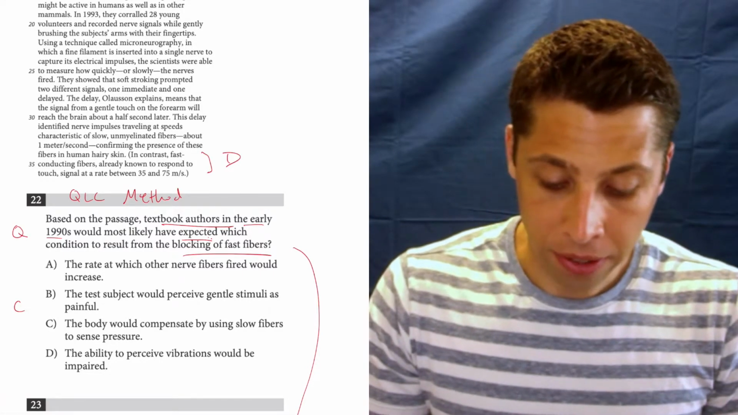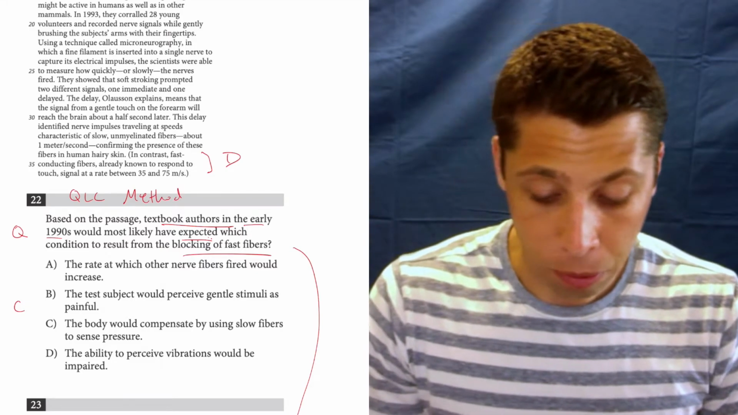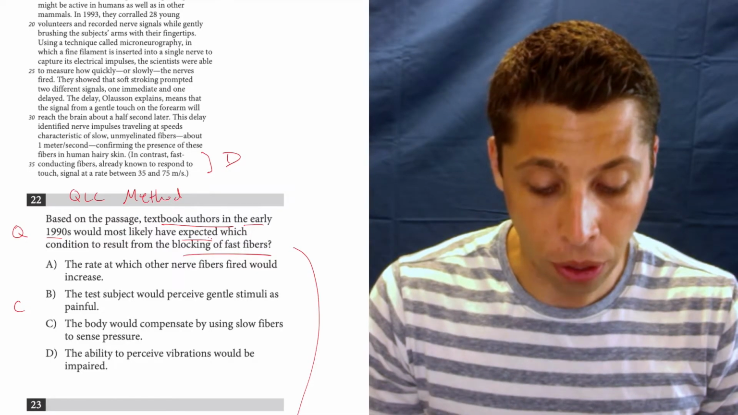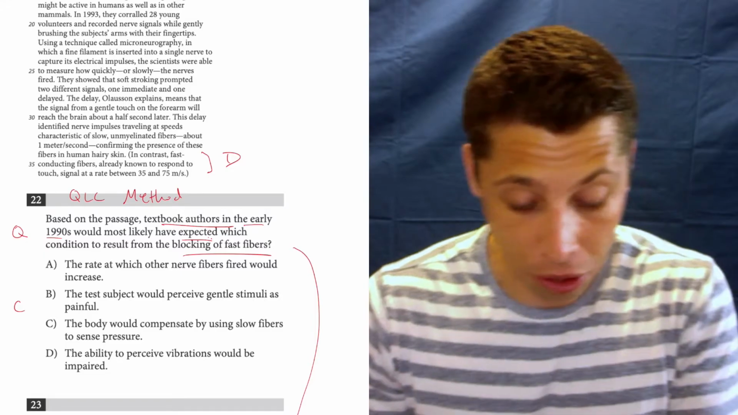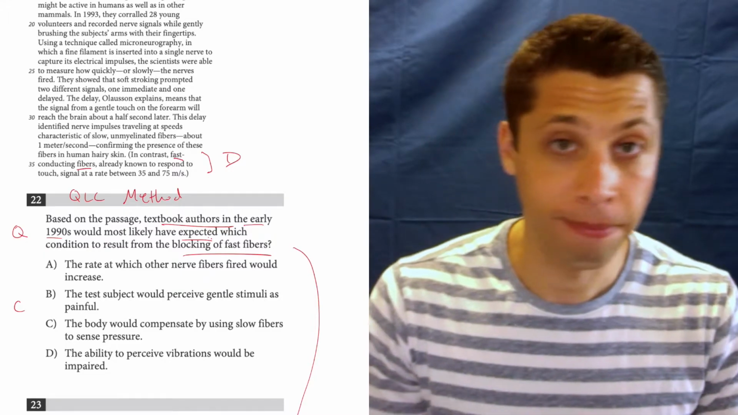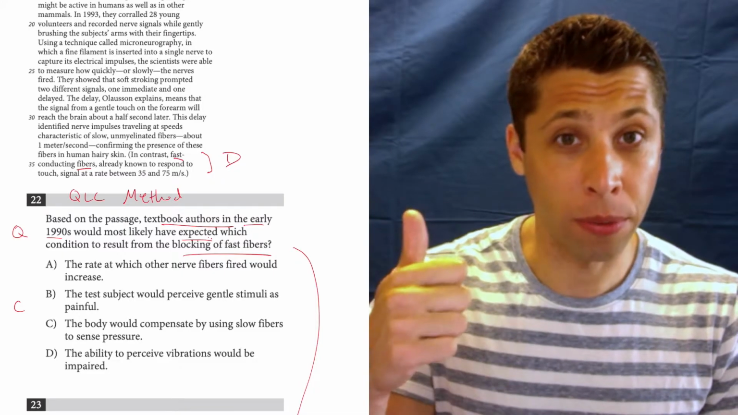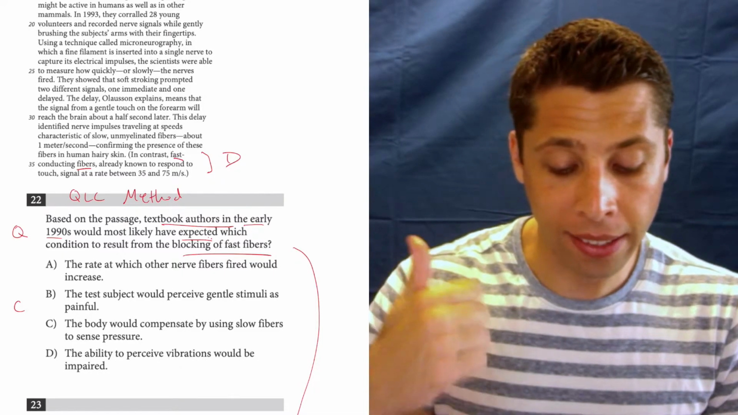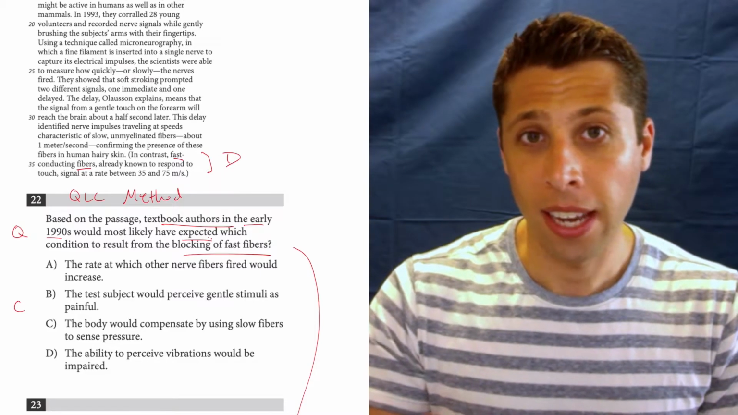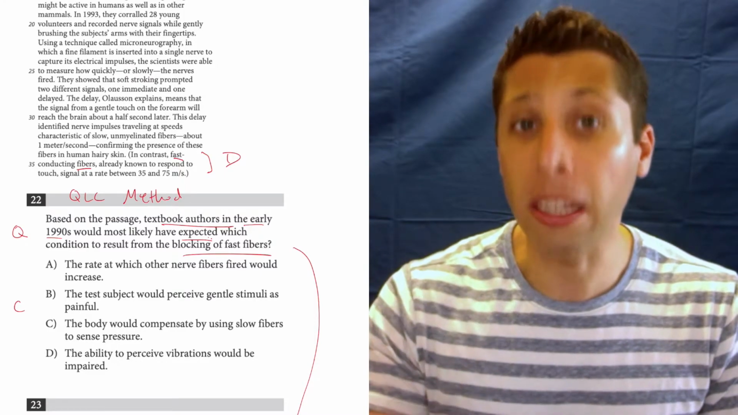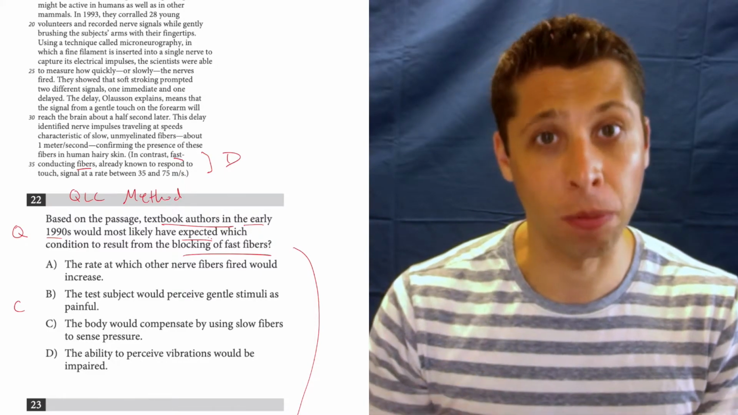In contrast, fast conducting fibers are already known to respond to touch signal at a rate between 35 and 75. Well, it's definitely talking about the fast fibers. That's a check mark. It doesn't seem to be about the 90s anymore, though. We're far away from that. And it seems to just be stating a fact. It doesn't seem to be saying what people believed to be true. And that's a subtle distinction, but it's an important one.